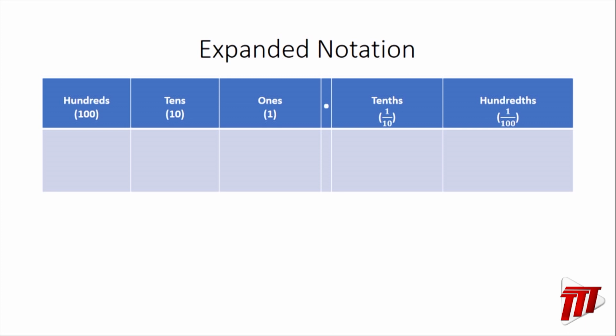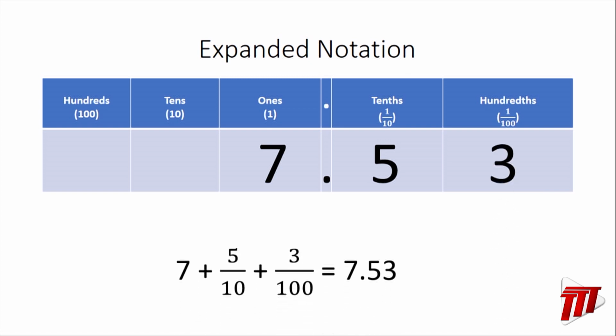So we go to our place value chart. 7 wholes. Therefore, in the ones place, we're going to have the digit 7. Our decimal point is going to separate the wholes from the fractional parts. We have 5/10ths and 3/100ths. So that 7 plus 5/10ths plus 3/100ths is equal to 7 and 53/100ths.